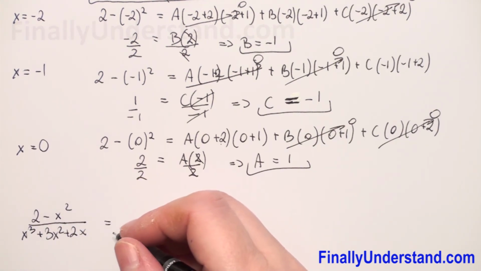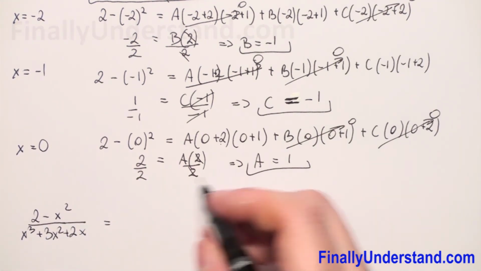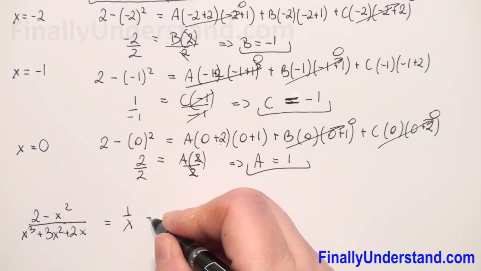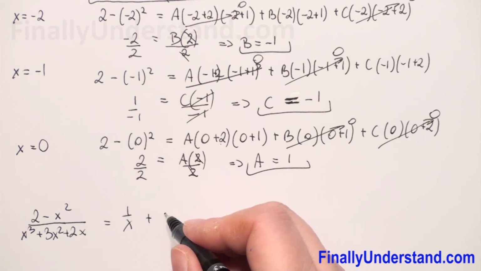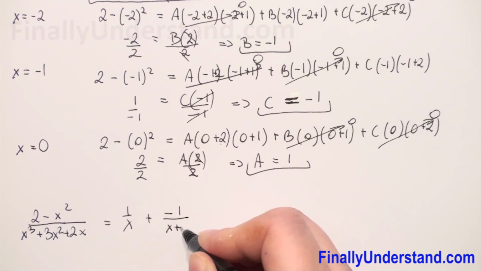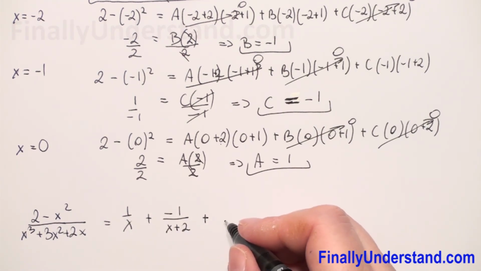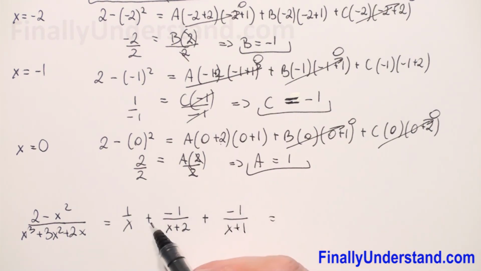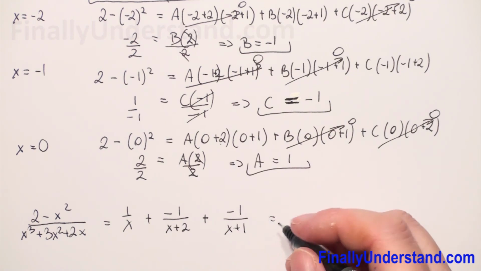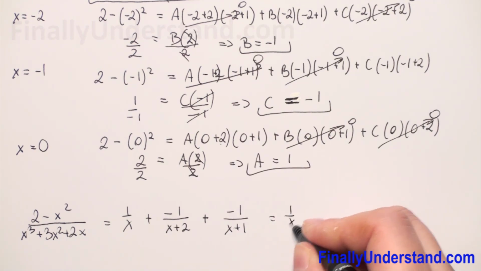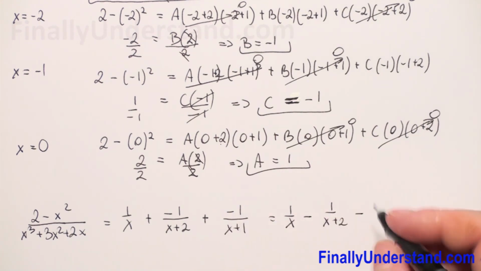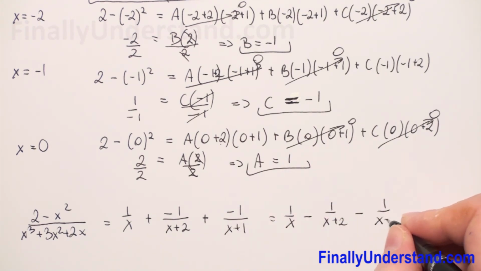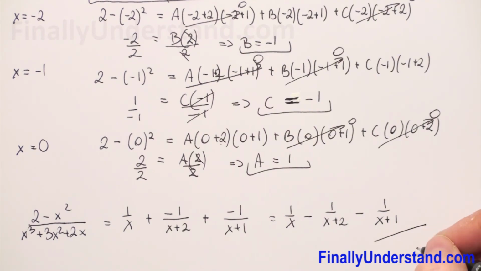This is equal, first we have a over x, so it will be 1 over x, plus b over x plus 2, so it will be negative 1 over x plus 2, plus c is negative 1 over x plus 1. Positive and negative sign, so it will be negative, so we have 1 over x minus 1 over x plus 2, and positive negative, so it will be negative 1 over x plus 1. This is my solution.